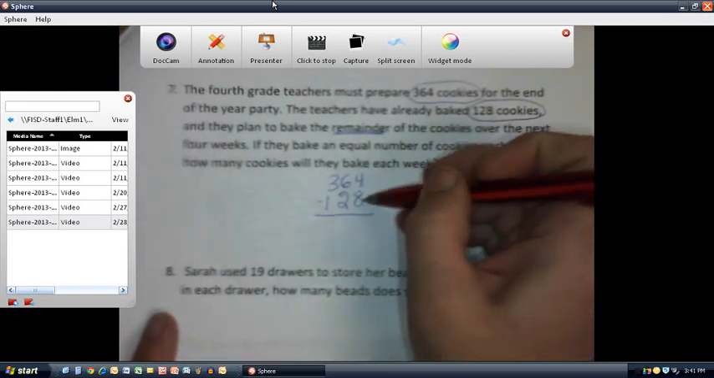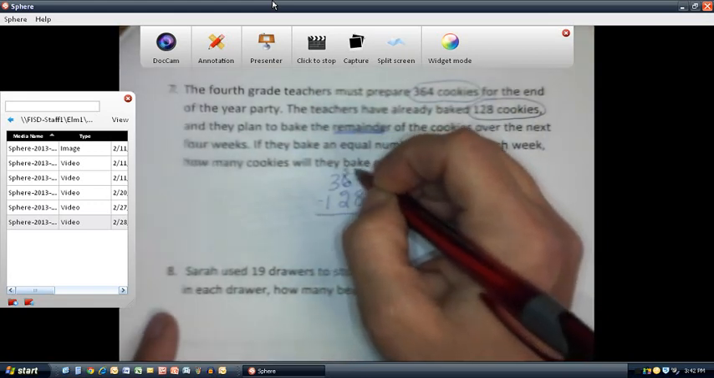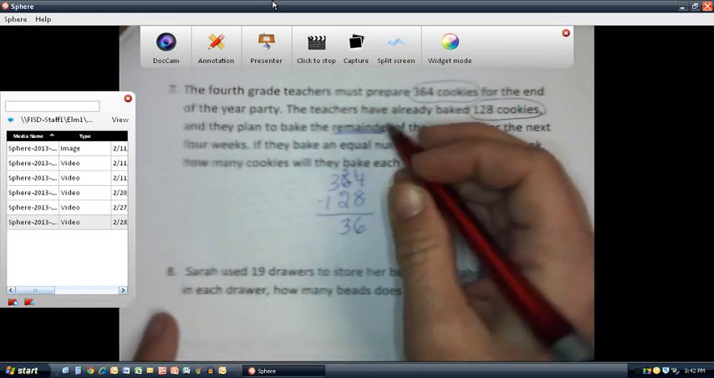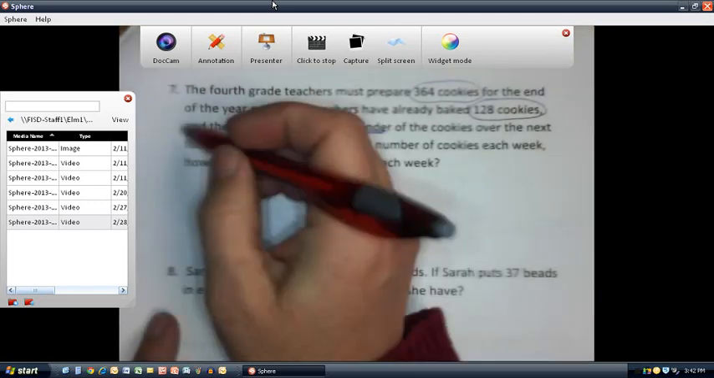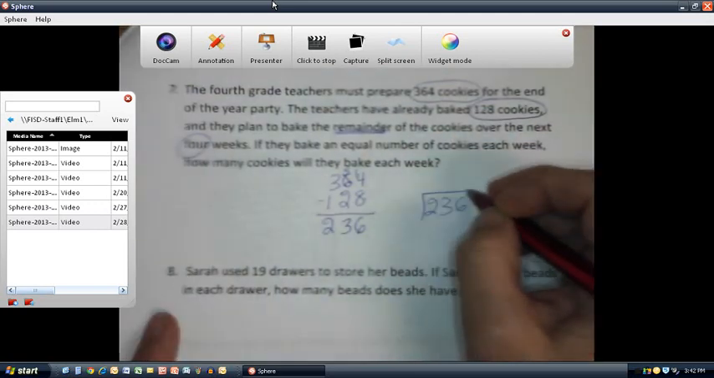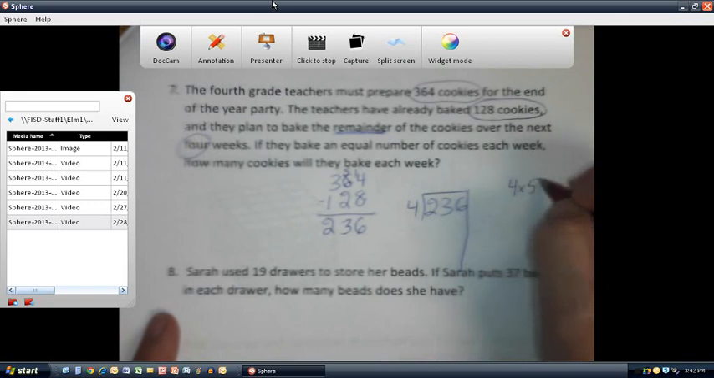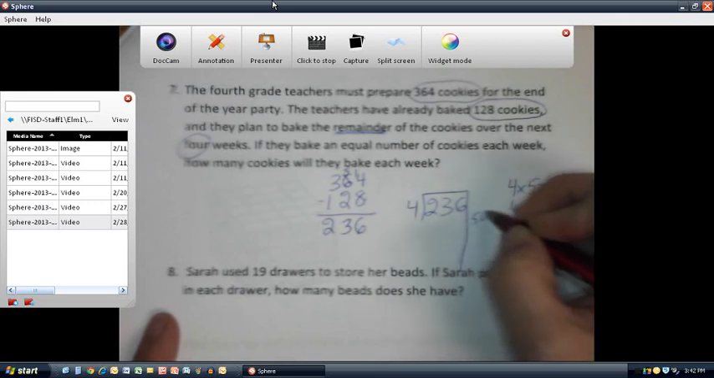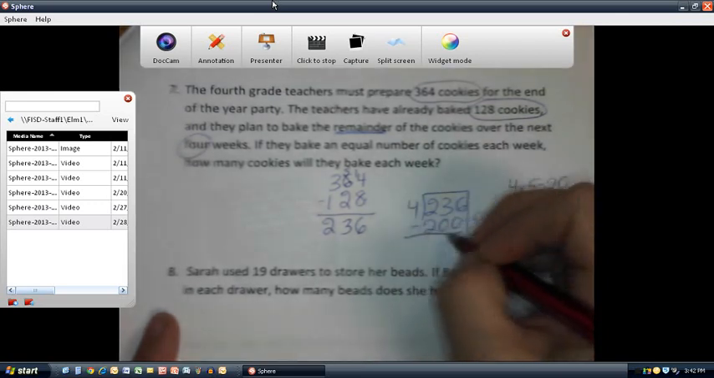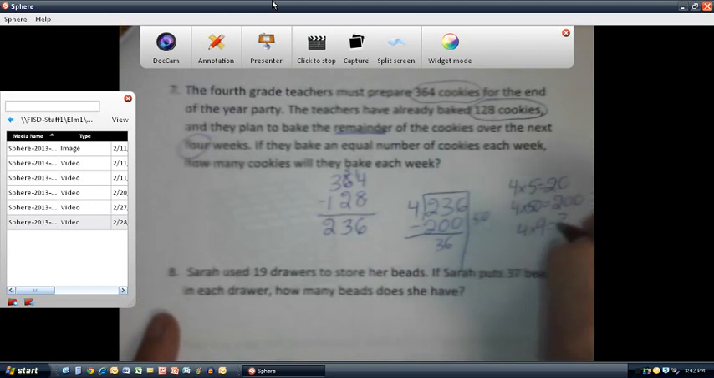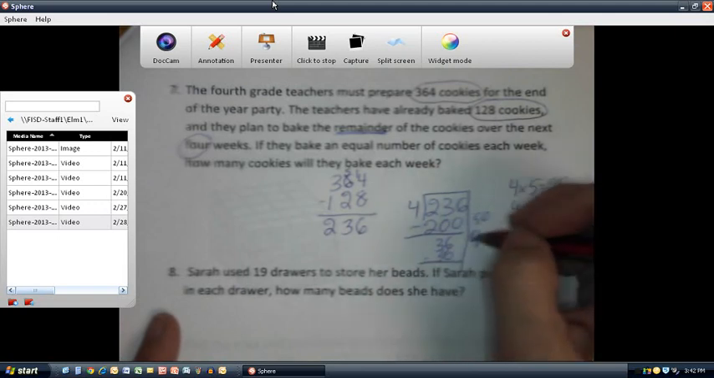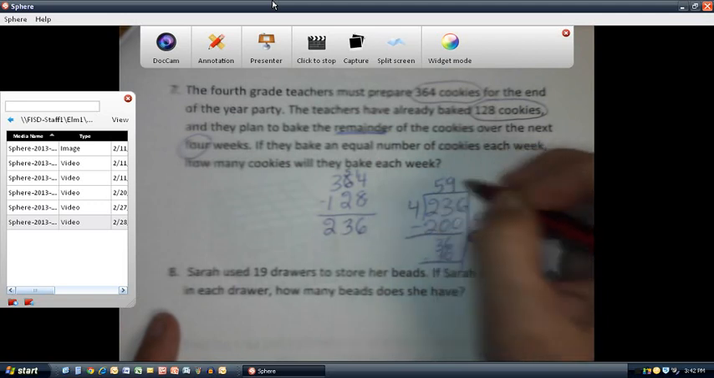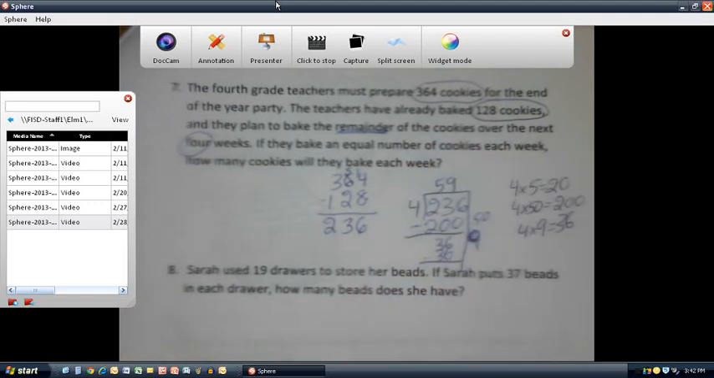I can't do 4 minus 8, so I'm going to take a 10. And I have 236 cookies that I have to bake over 4 weeks. So 236 divided by 4. 4 times 5 is 20, so 4 times 50 is 200. 4 times 9 is 36. So that would be 59 cookies that I would have to bake each week for 4 weeks.